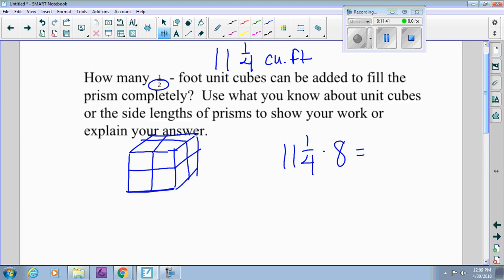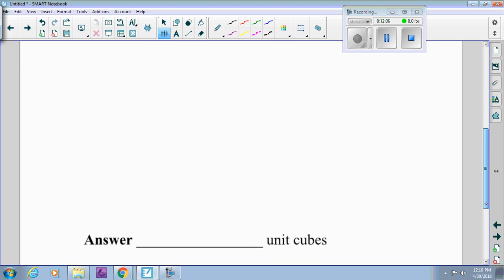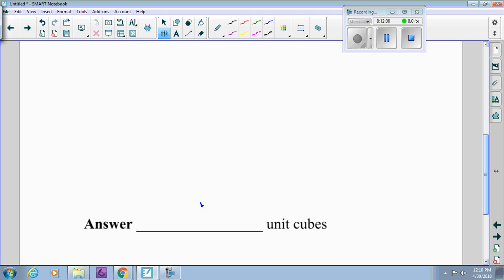All right, so again, I'm going to have 45/4 times 8 over 1. You can go ahead and do that just straight across and then simplify, or you can simplify before you multiply, which I'm going to do here. So 4 and 8 share a common factor of 4. That's going to give me a 2 where the 8 was, so that's going to give me 90. So it would take 90 unit cubes. All right, so that's how you solve that one.